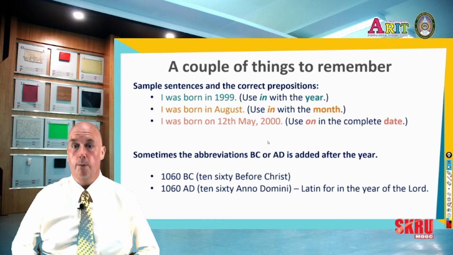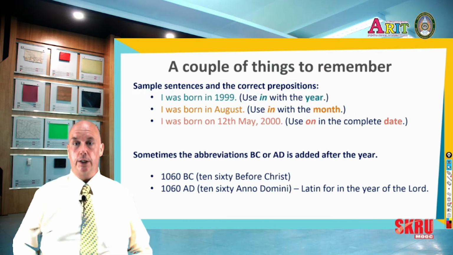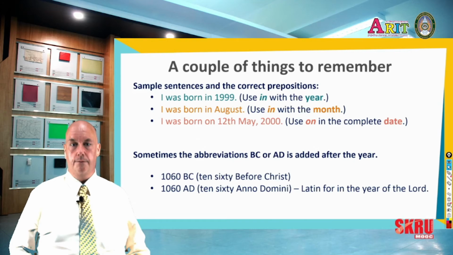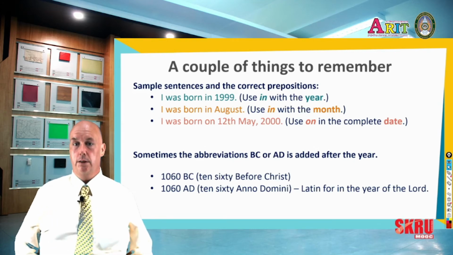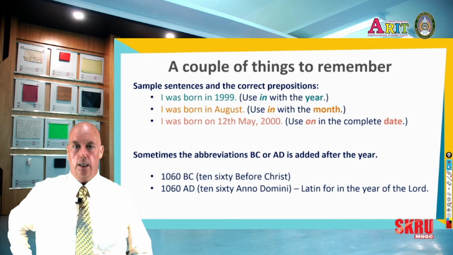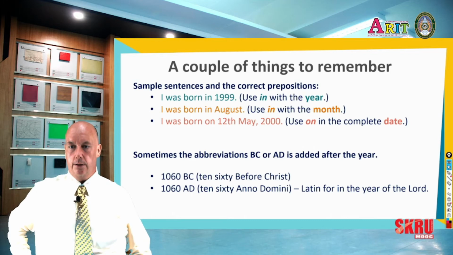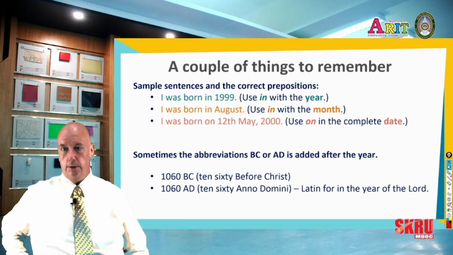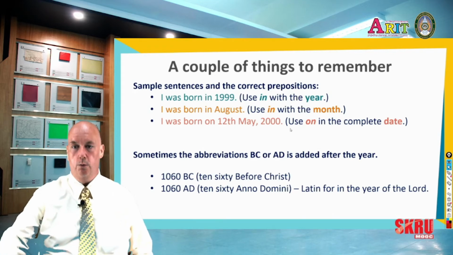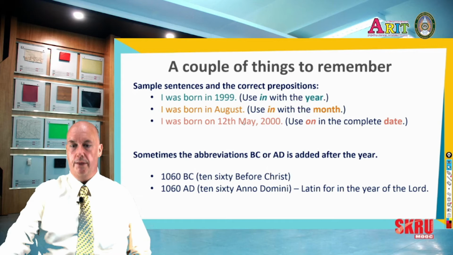A couple of reminders when we talk about dates. If you're just using a year, we use the preposition "in". I was born in 1999. Same for months. I was born in August 1999. But if we use the complete date, or we're talking about a day, we use "on". I was born on the 12th of May, 2000. I was born on Monday. So we can use "on" with a day, "in" with month and year.